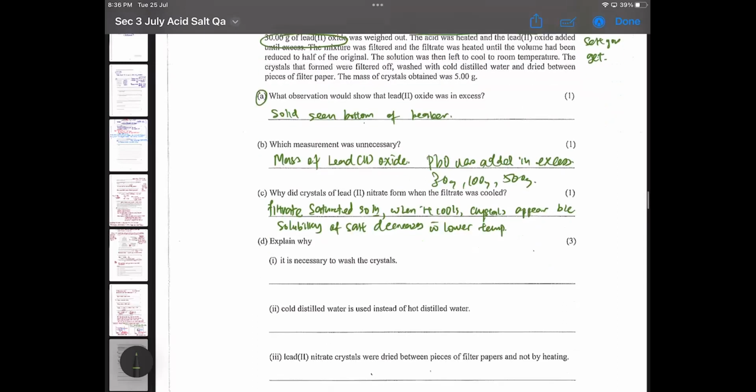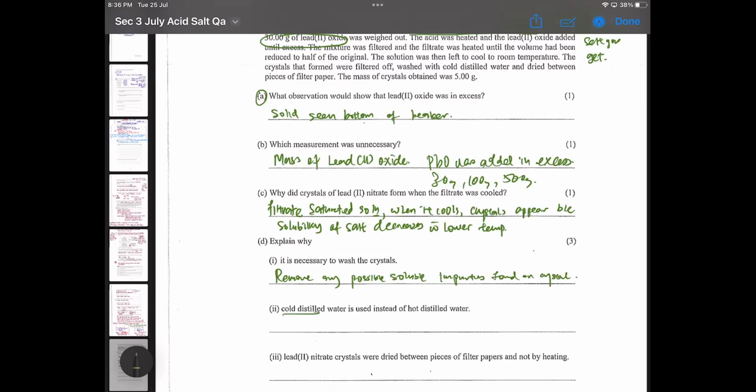Okay, so why do we wash the crystals? After that, we wash with a small amount of cold distilled water. It is to remove any possible soluble impurities. If it's a soluble impurity, you can wash it with water. Insoluble, of course, we can't. So it's to wash away or remove any soluble impurities found on the crystal.